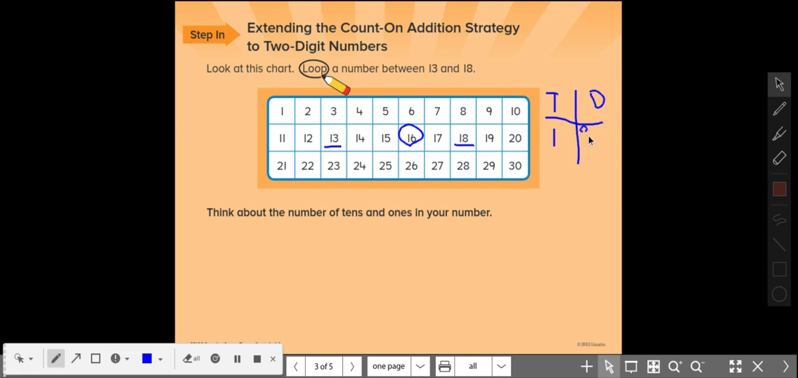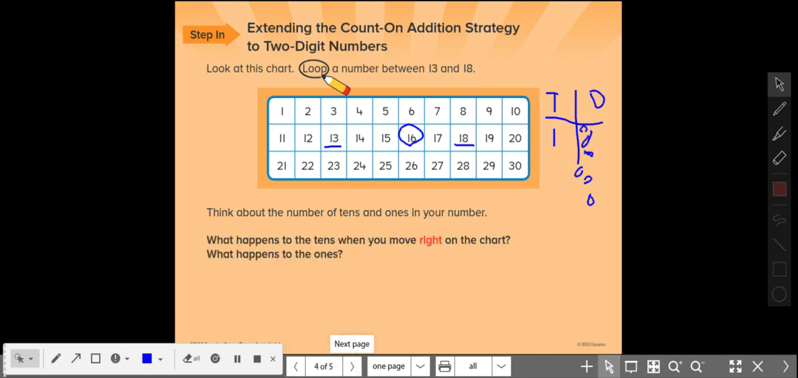1, 2, 3, 4, 5, 6. It is really hard to draw on these computers. Sorry, but they're not pretty circles this time. So I have a 1 in the tens place and a 6 in the ones place.